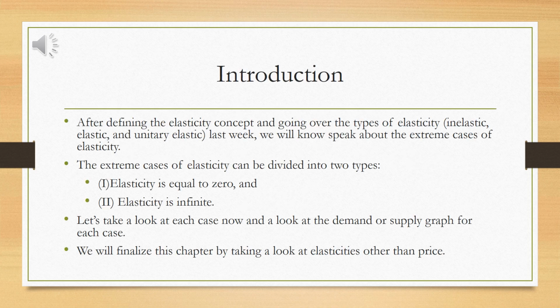After defining the elasticity concept and going over the types of elasticity last week, we will now speak about the extreme cases of elasticity. The extreme cases of elasticity can be divided into two types. Number one, elasticity is equal to 0, and number two, elasticity is infinite. Let's take a look at each case now, and a look at the demand or supply graph for each case. We will finalize this chapter by taking a look at the elasticities other than price.